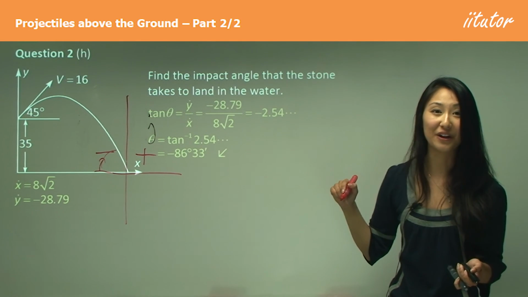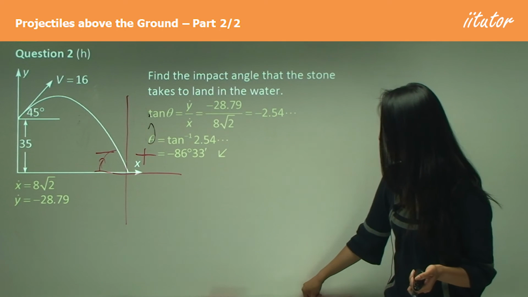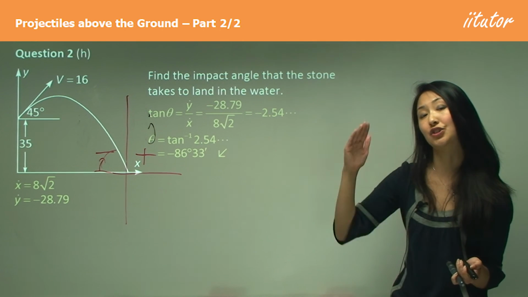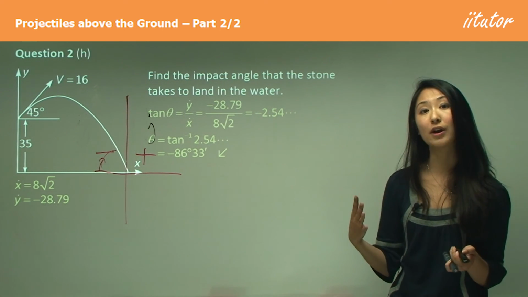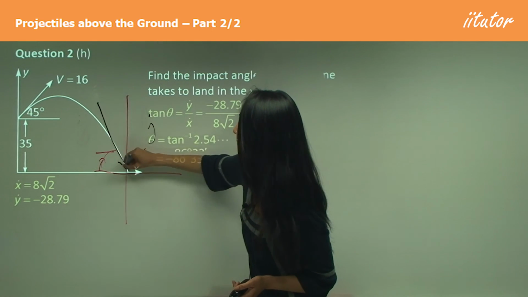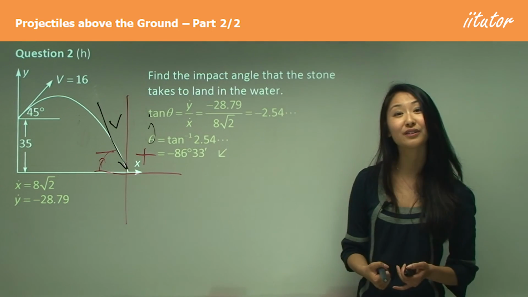You know that this here, negative 86 degrees and 33 minutes, is the angle of the impact as the stone hits the water. So just remember for these ones, when you want to find out the impact angle and the velocity as a stone hits the water, we're not worrying about vertical, horizontal. What we're worrying about is that big V that I showed you before.